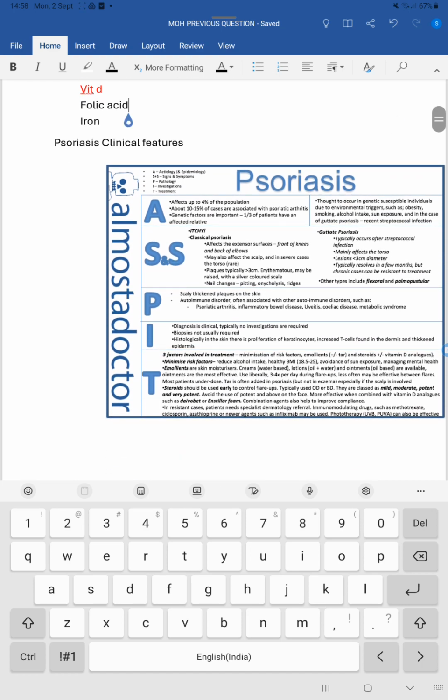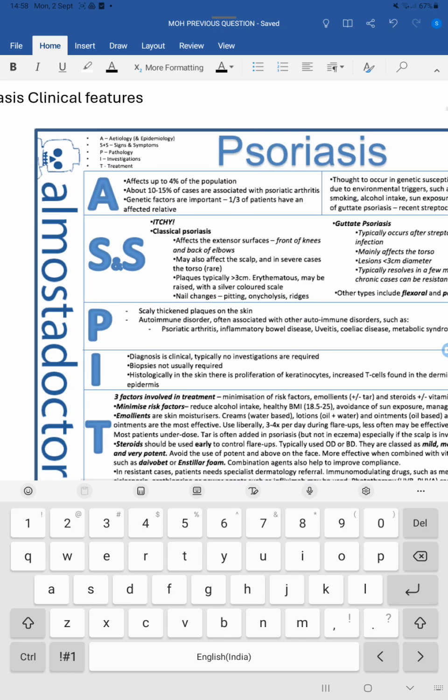Next question was regarding the clinical features of psoriasis. Psoriasis usually affects the extensor surface of the body part. Extensor surface means the front of the knee joint and the back of the elbow joint. These are the extensor surfaces. The scalp area can also get psoriasis.